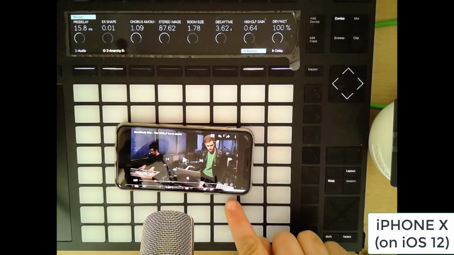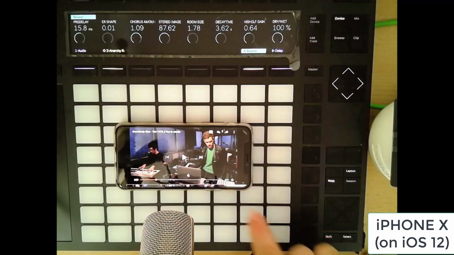Seems my phone is slipping down here. There we go, just putting it back up. Let's see what it sounds like, however.